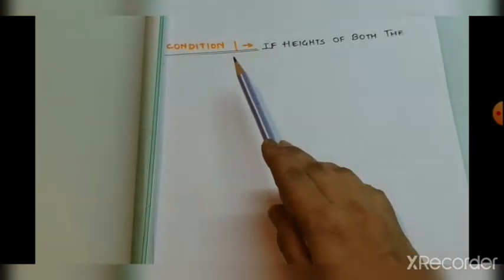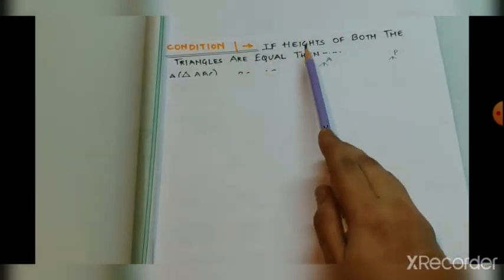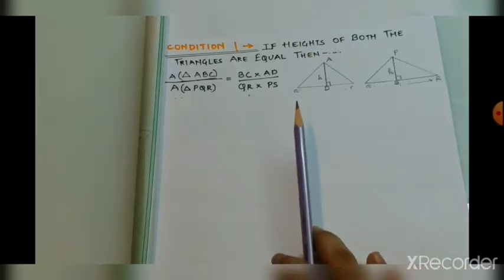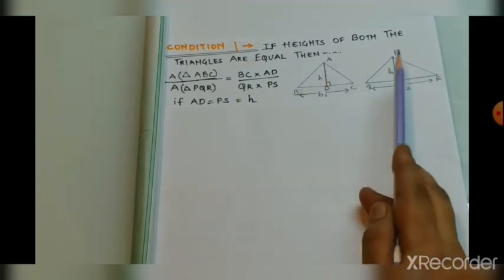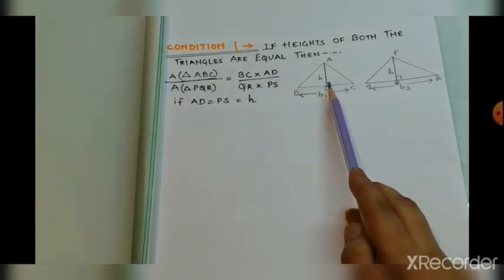Now, in this property, we have one condition. That is condition 1. If the heights of both the triangles are equal, this can be one condition when the base and height are there of two triangles. If their heights are same, then what? In this example, if you see triangle ABC and triangle PQR, look at this triangle, triangle ABC.